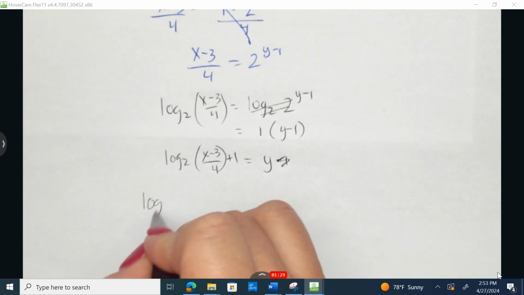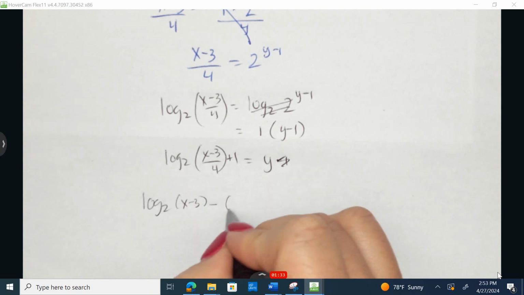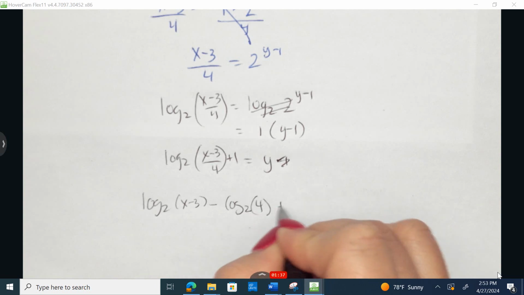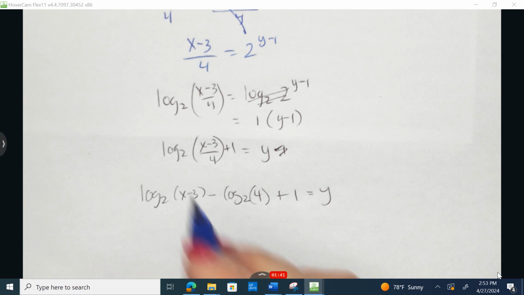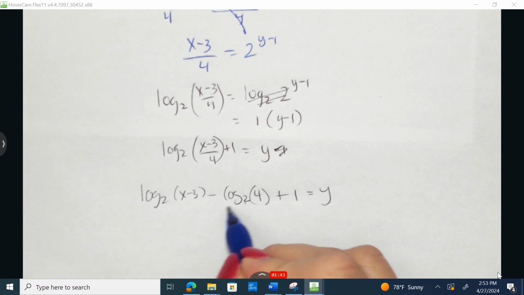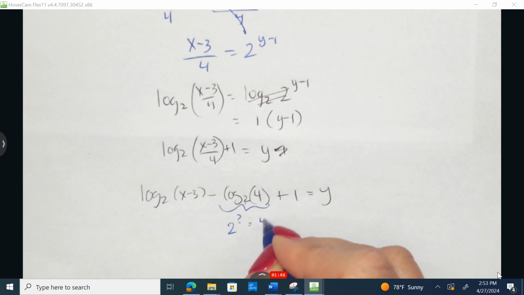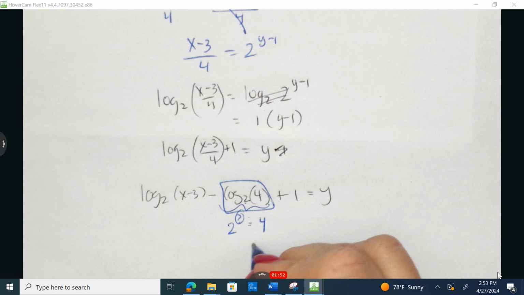When I expand it, I have log base 2 of the numerator. Division turns to subtraction, and then I have log base 2 of the denominator. And there's a remaining plus 1 by itself. Okay, so this portion right here can be simplified. 2 raised to what value equals 4? 2 raised to the second power. So this is equivalent to 2.